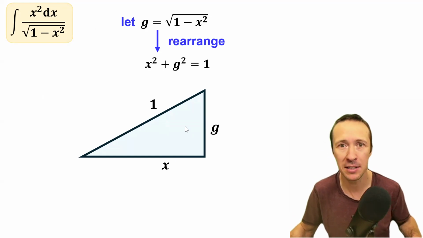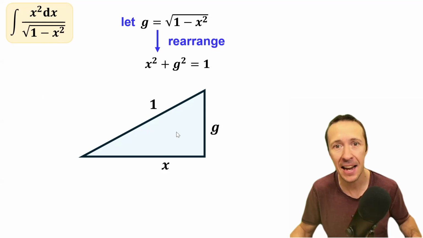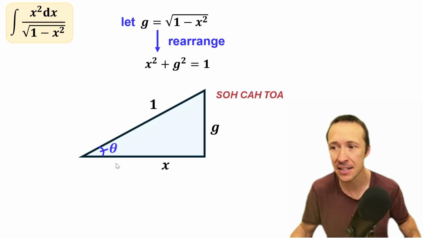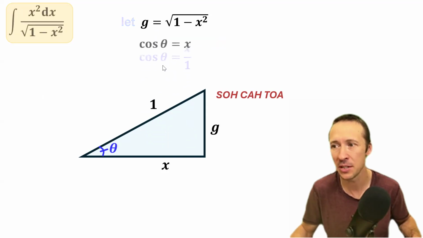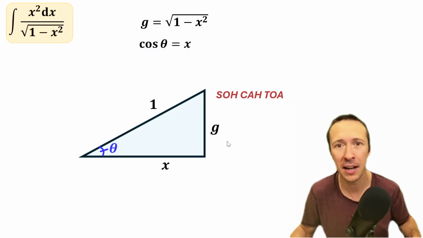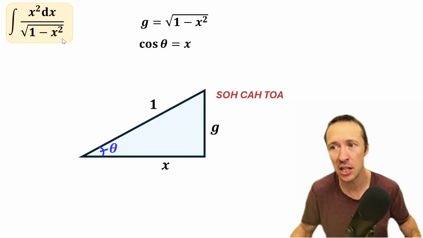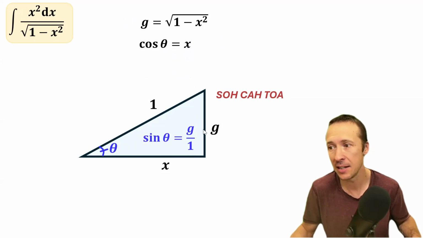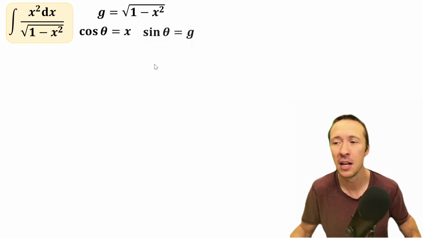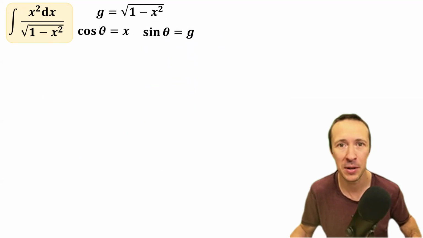Now, in these trig substitutions, we want to write theta in terms of x. So this is where I put theta in the right triangle. And in terms of x, we'll use cosine because that's the adjacent over the hypotenuse. So cos theta equals x. And then we also want to write g in terms of x because g is our square root thing right here. So we'll use sine because sine is the opposite over the hypotenuse. So now that we have our conversions between theta and x and then theta and g, we're going to set up our substitution. We just need to know what dx is.